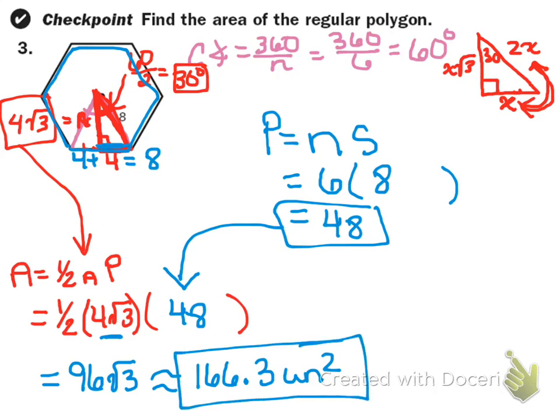Okay, let's look at another example. This one we were able to take a shortcut. Can't always do that, only if you have a special right triangle, either a 30, 60, 90 triangle or a 45, 45, 90 triangle, but you don't always get special right triangles. Let's look at one more example.